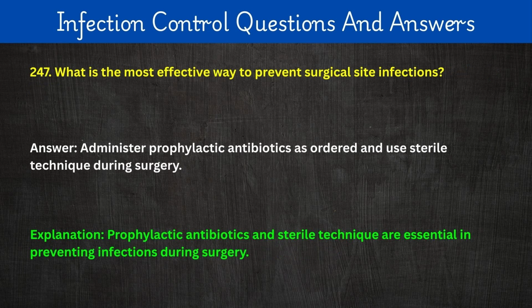247. What is the most effective way to prevent surgical site infections? Answer. Administer prophylactic antibiotics as ordered and use sterile technique during surgery. Explanation. Prophylactic antibiotics and sterile technique are essential in preventing infections during surgery.